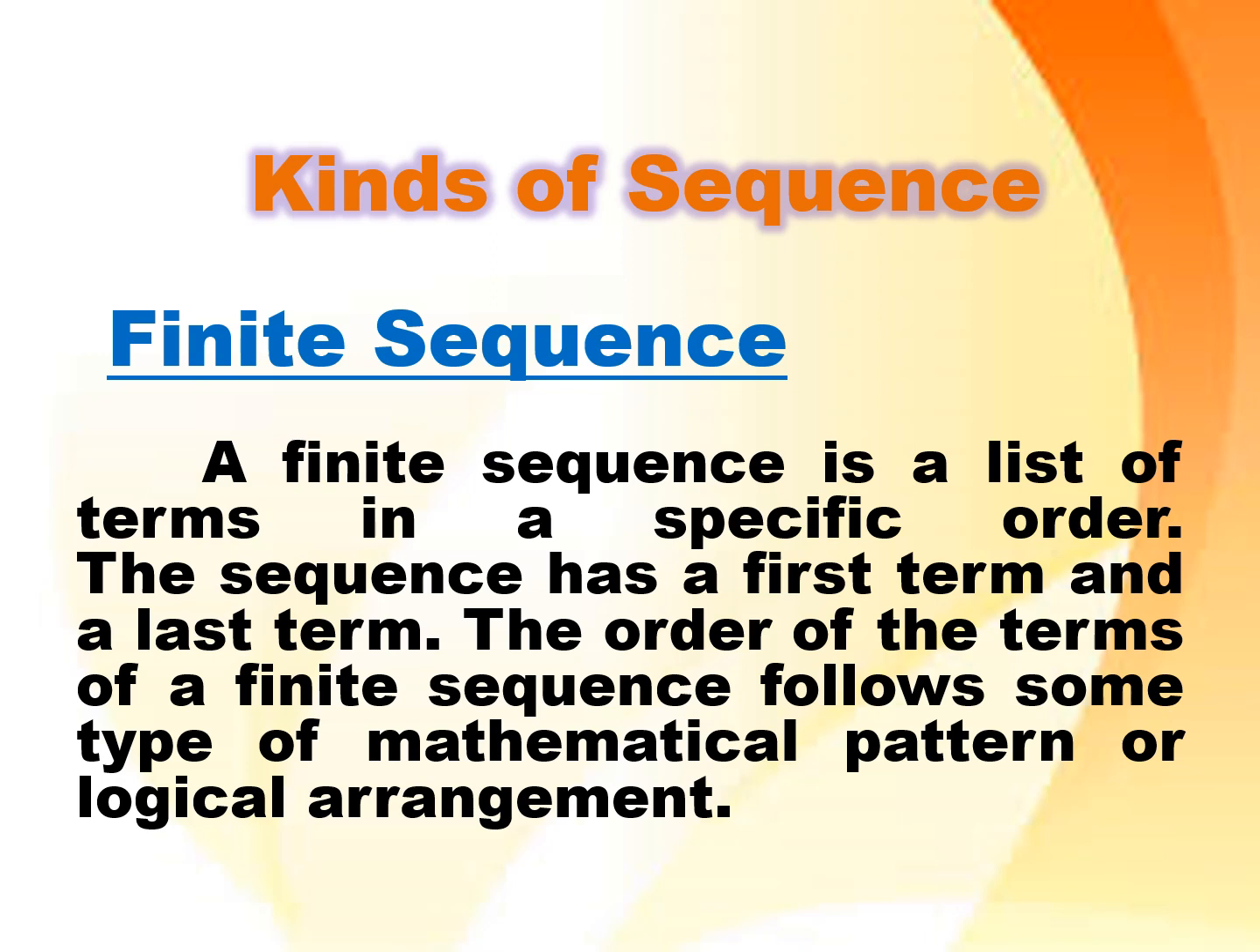There are two kinds of sequence. The first kind of sequence is what we call a finite sequence. A finite sequence is a list of terms in a specific order. The sequence has a first term and a last term. The order of the terms of a finite sequence follows some type of mathematical pattern or logical arrangement.